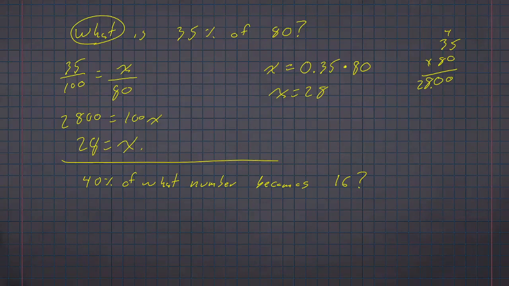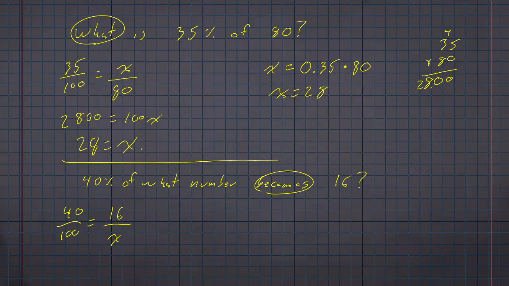40% of what number becomes 16? Setting this up as a proportion, it's always percent over whole, so 40 over 100. And then the whole value is unknown, we'll call that x. This phrase uses "become" instead of "is," but again, any verb can fill in that spot. The part is on the other side of the verb, in this case, 16.